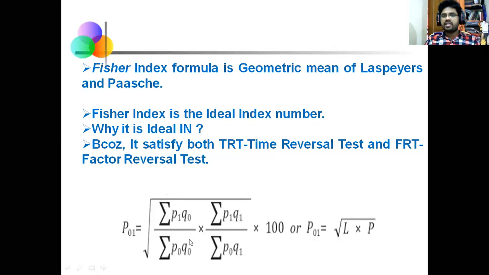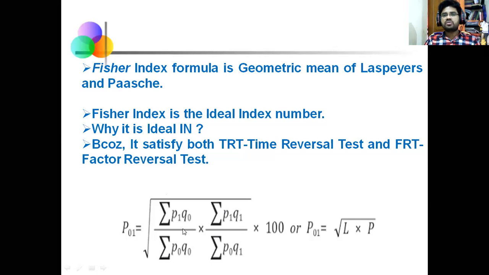In this formula, the sum of P1 into Q0 by the sum of P0 Q0 is the Laspeyres index formula, multiplied by the sum of P1 Q1 divided by the sum of P0 Q1, which is the Paasche index formula. Am I right, dear students?